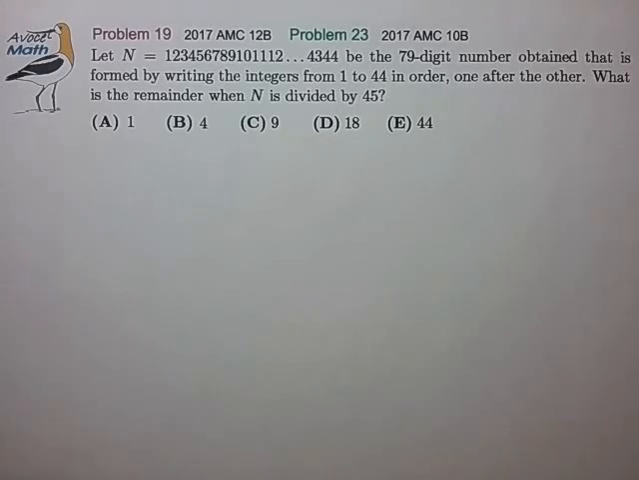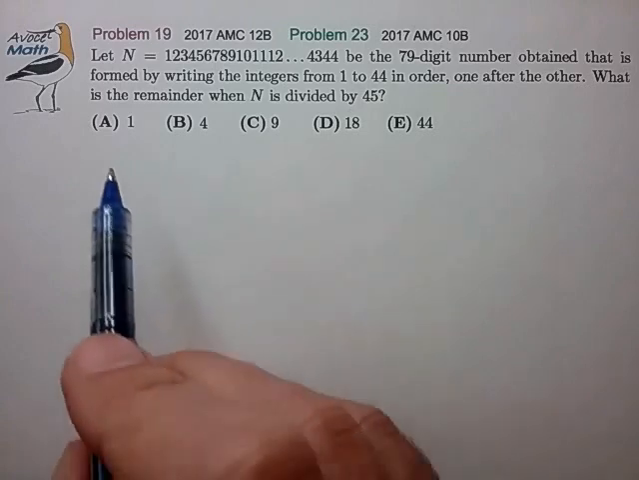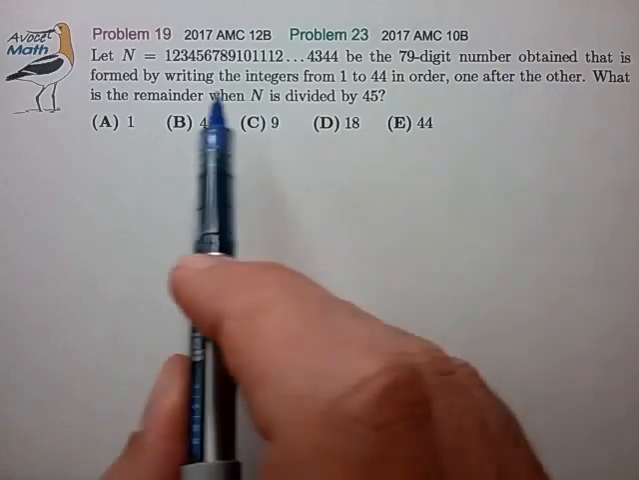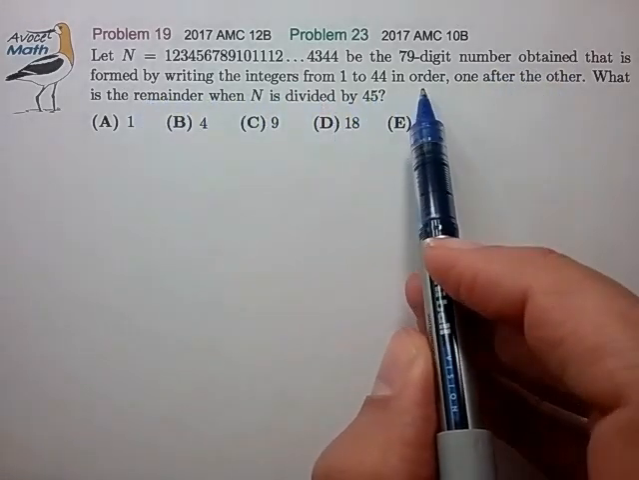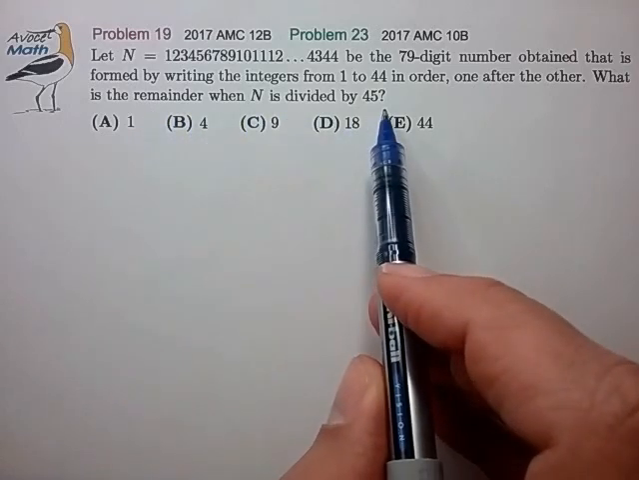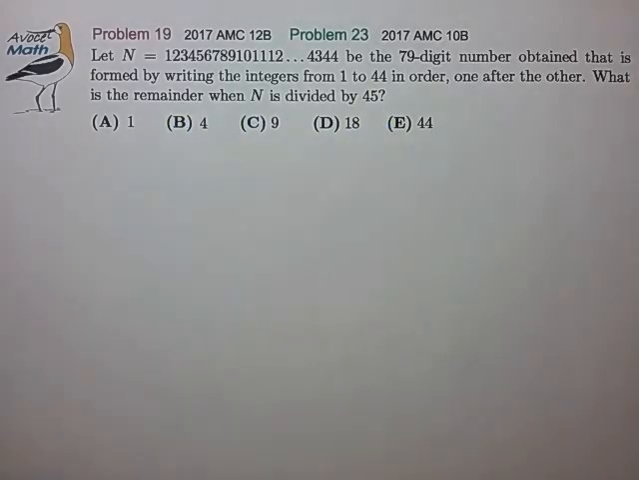Hi, here's another modular arithmetic example from the 2017 AMC. So let's see what we have. Let n equal the 79-digit number obtained by writing the integers from 1 to 44 in order, one after the other. What is the remainder when n is divided by 45? Okay, so this really smells like a modular arithmetic problem.